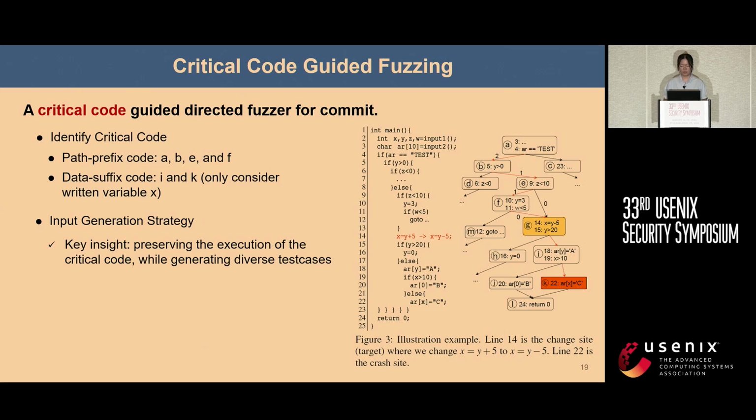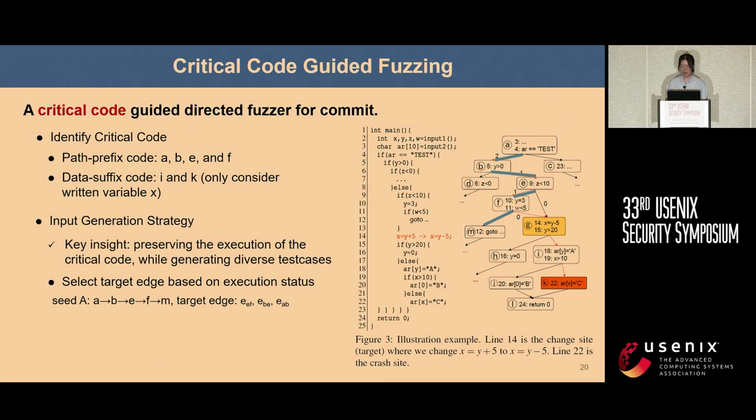With the critical code, we proposed a new input generation strategy. The key insight here is that when we find a seed that executes some critical code, we want to preserve the execution of it while generating diverse test cases to explore the input space. In this example, if we found a seed A with execution trees A, B, E, F, M, which has not reached the target G yet, we will try to preserve the execution of edges related to the path prefix code, which are EF, BE, and AB.